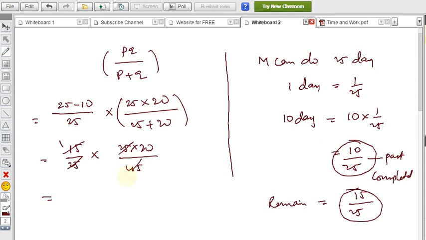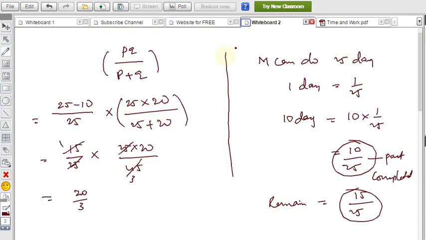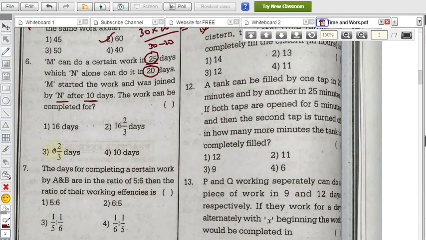So 15, 3, 7. 20 by 3. You can simplify 20 divided by 3: 6, 2 by 3. So 6 2 by 3 days is what they can complete together. So whatever condition they have given, you have to write it in the exercise.